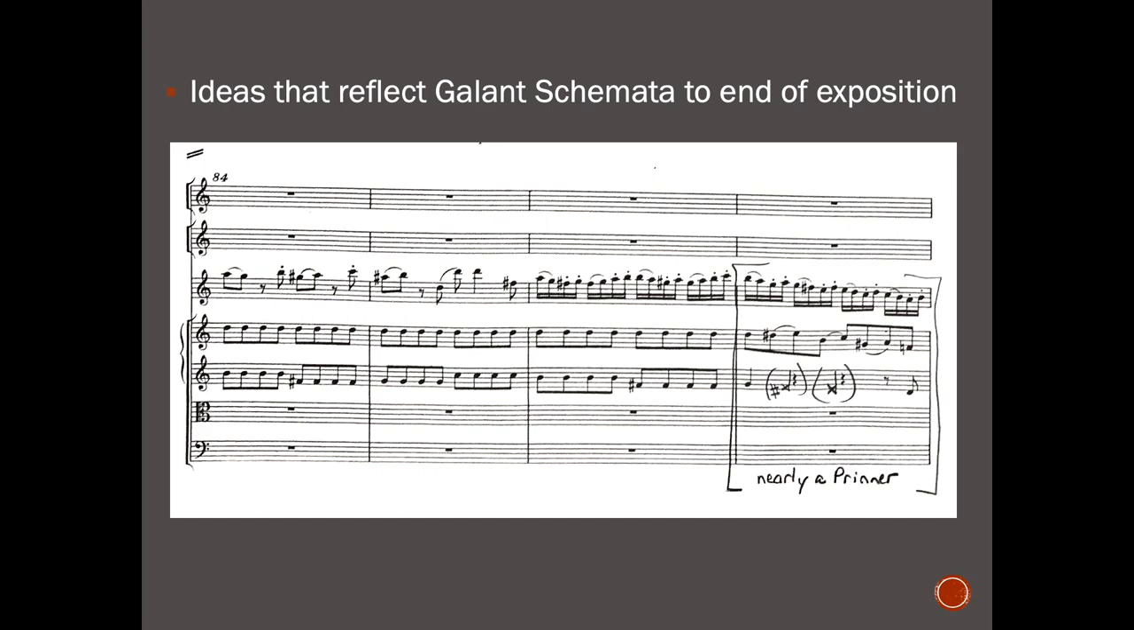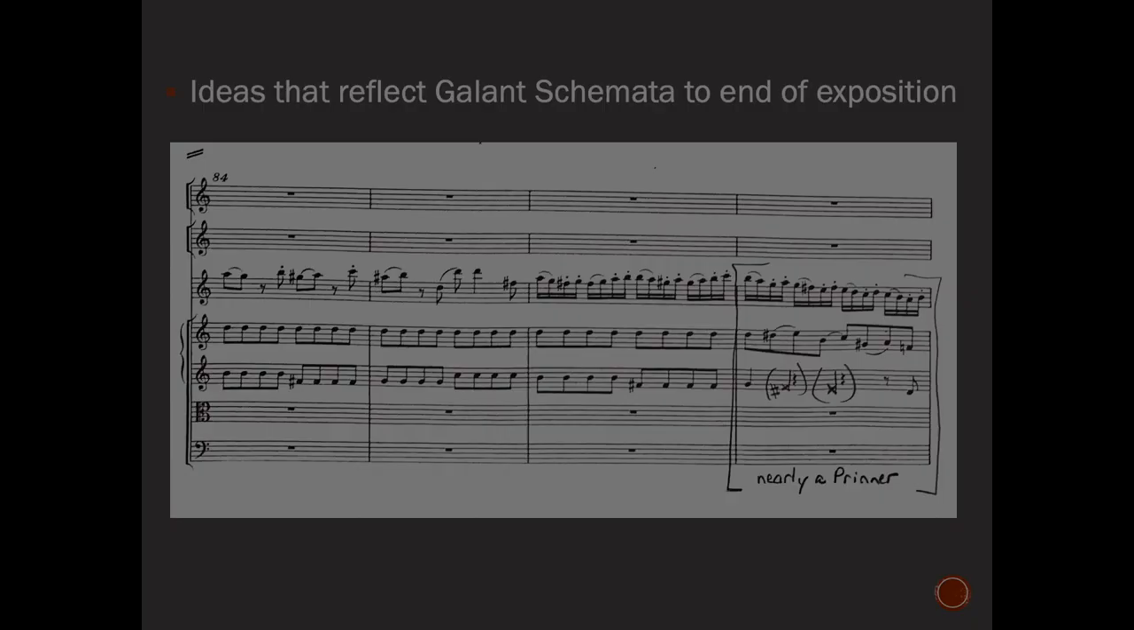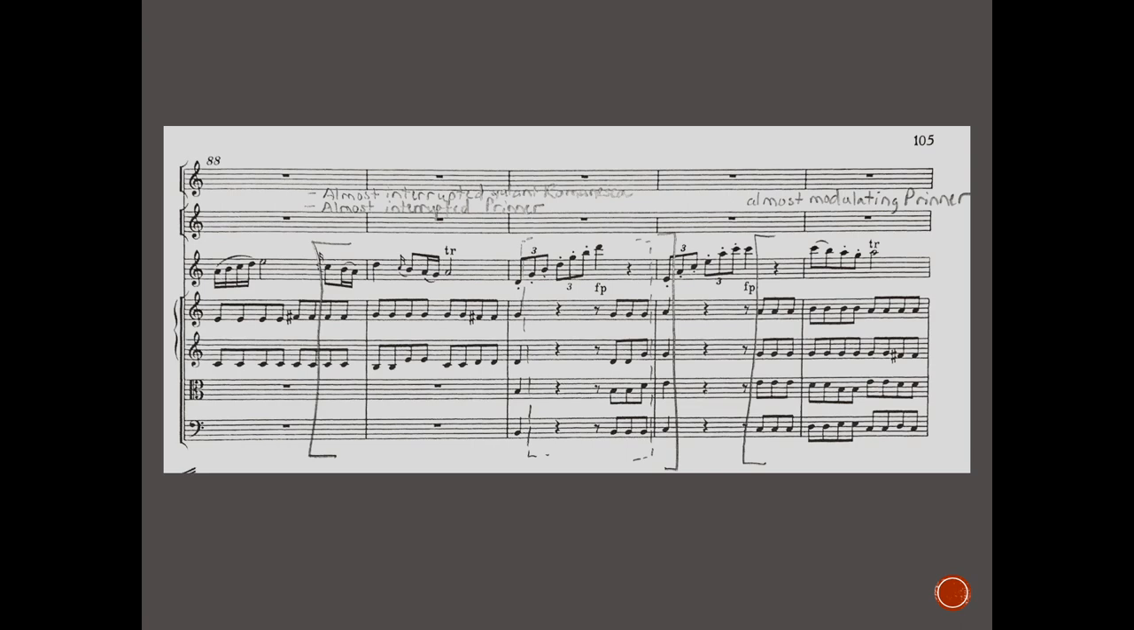So we nearly have a Prinner here. We would need an F sharp there and an E there. He doesn't give it to you. So that rules out a Prinner. This here within this bracket and this bracket is almost a Romanesca. It's interrupted by what's within the dotted brackets, like he likes to do sometimes, take something standard and then insert something in the middle to make it different or to make it something unexpected. So this is almost a Romanesca.